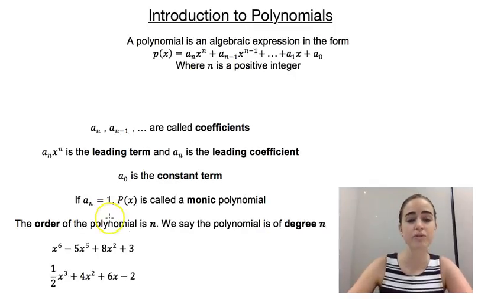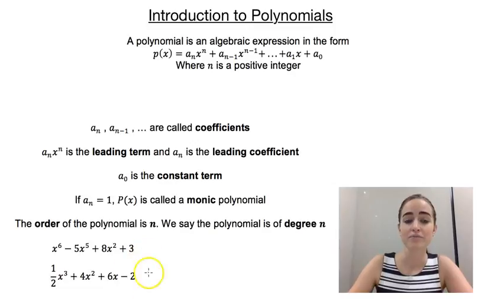So for example, we've got two polynomials written down the bottom here. In this first one, this polynomial is of degree 6 because that's our highest power. The coefficient of that highest power of x is just 1, so it's a monic polynomial. The constant term is 3.